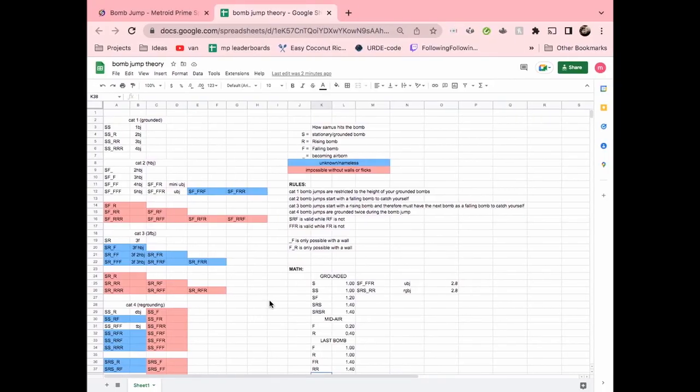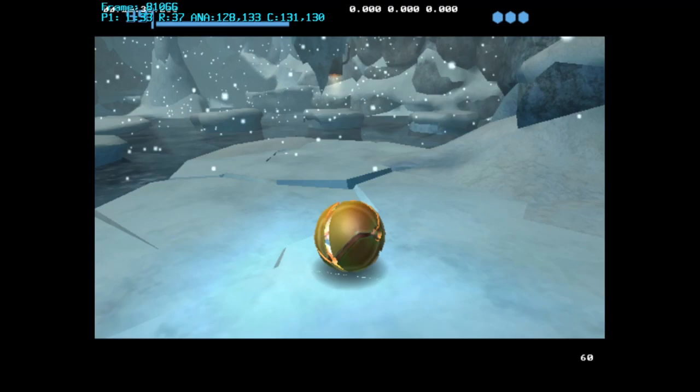Okay, so Category 2 bomb jumps. These are bomb jumps that are part of the HBJ family. Okay, so HBJ family bomb jumps are actually going to include UBJ as well. And you'll see why in a little bit after I go through them. So what do Category 2 bomb jumps have in common? They all start with a falling bomb to catch yourself. What does that mean? Okay, we've only seen the rising bomb so far. So a falling bomb looks like this. Let's start with a 2 HBJ.